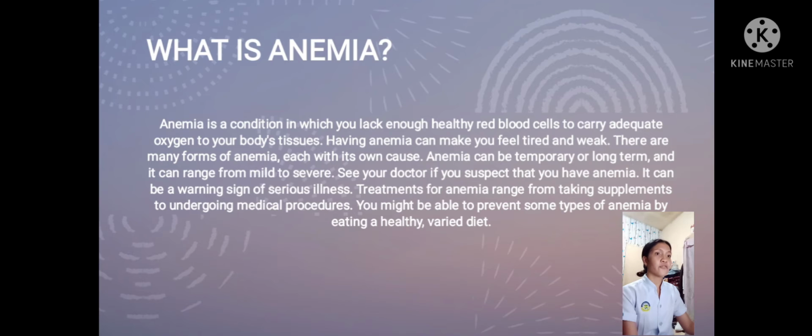See your doctor if you suspect that you have anemia. It can be a warning sign of serious illness. Treatments for anemia range from taking supplements to undergoing medical procedures. You might be able to prevent some types of anemia by eating a healthy, varied diet.